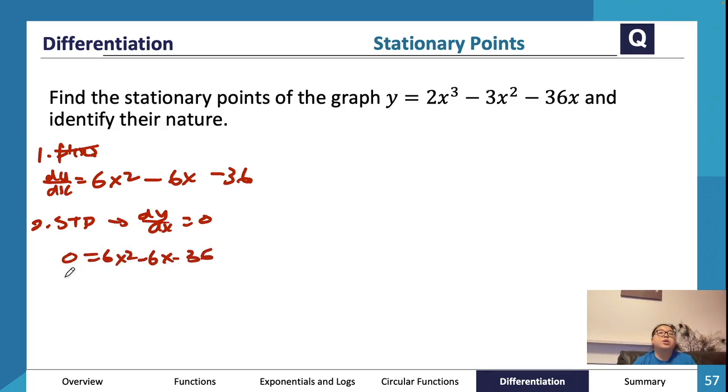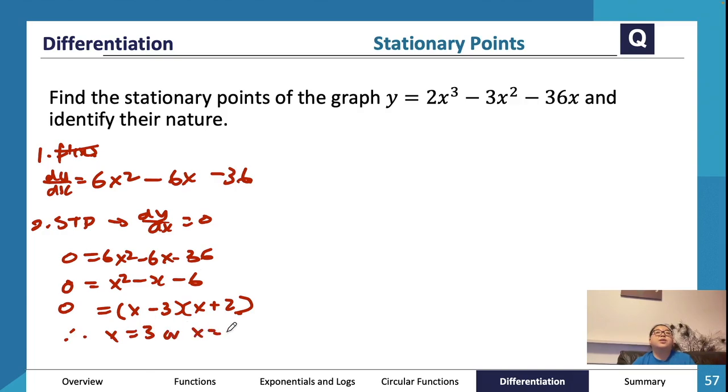So now we can just divide everything by 6, so we don't need as big numbers. So it'll just be x squared minus x minus 6. Cool. Now we can factorize them into 2 brackets. So that's going to be x minus 3, x plus 2, right? So therefore we'll have x equals 3 or x equals negative 2.